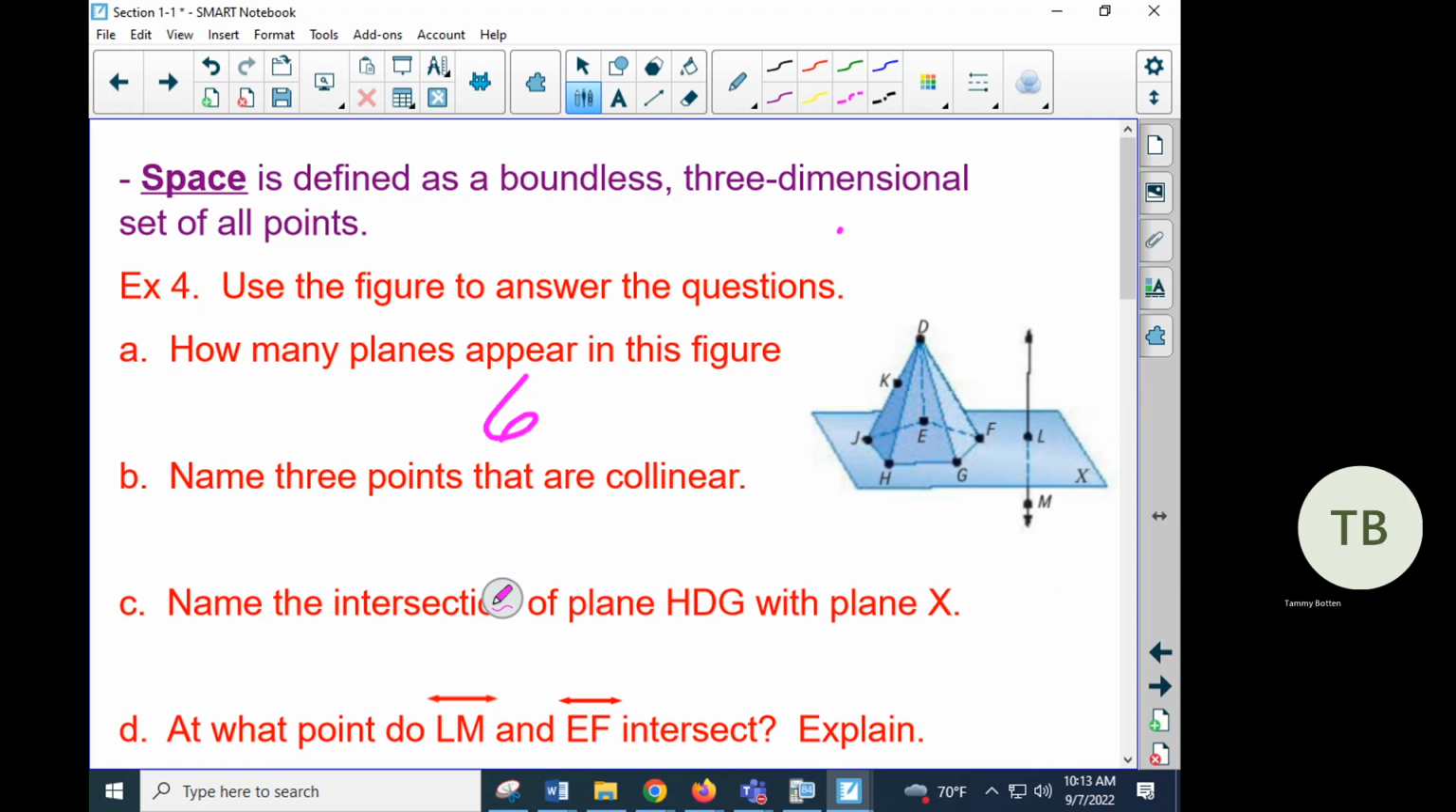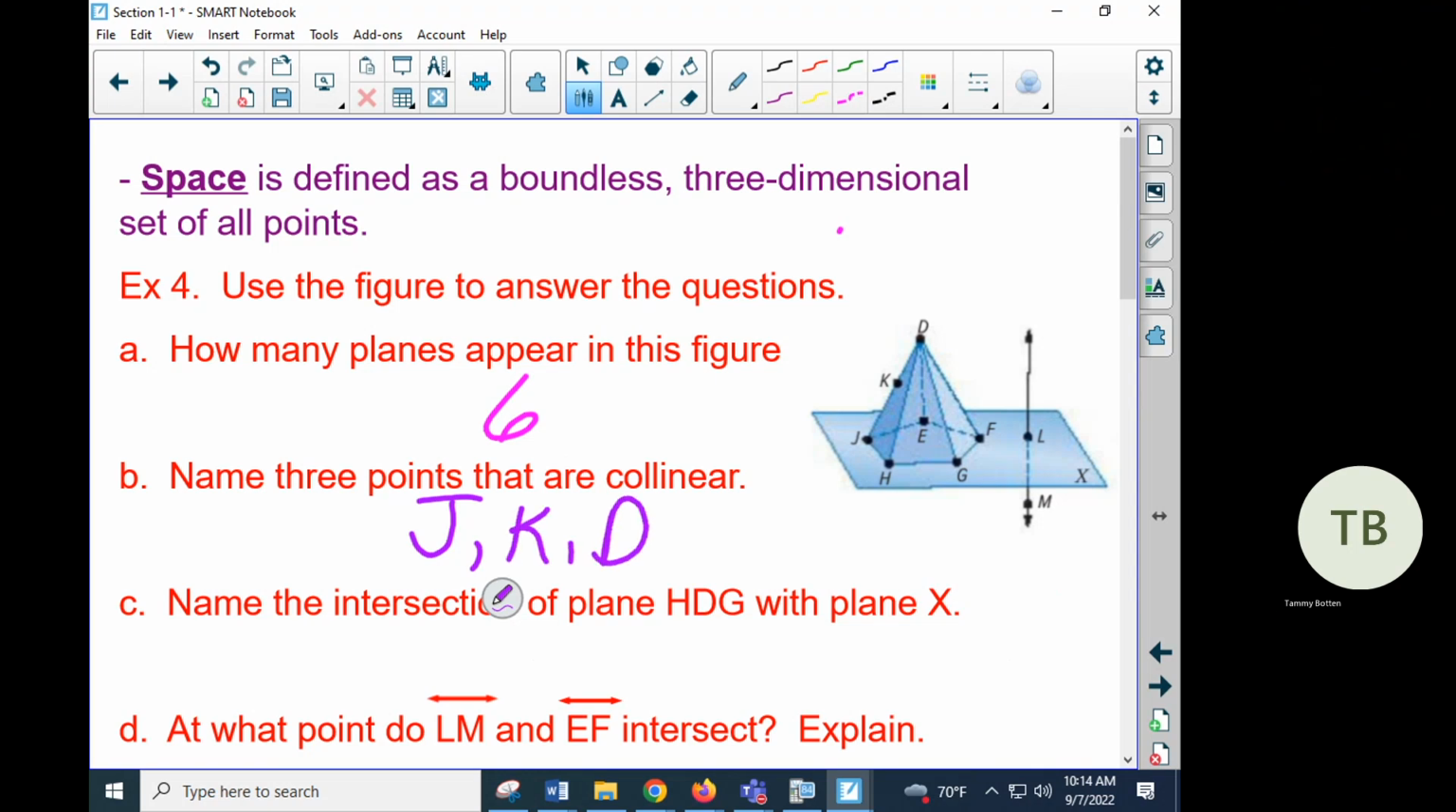This says name 3 points that are collinear. What does collinear mean again? Same line. Do you see a line? And it can be a segment, okay? It doesn't have to keep going in both directions. Do you see a line or a line segment that has 3 points on it? Yeah. J, K, and D. Okay, J, K, and D are collinear.